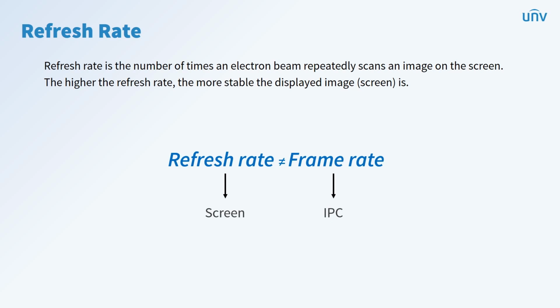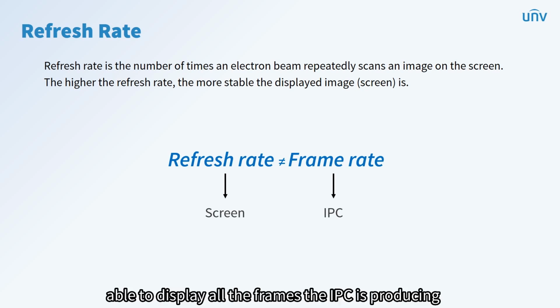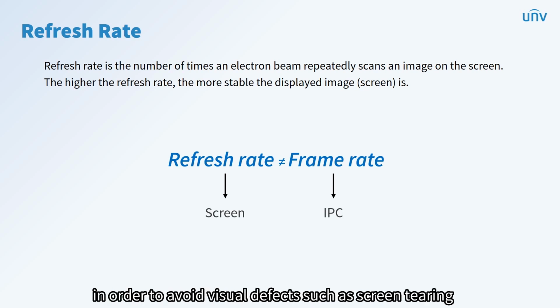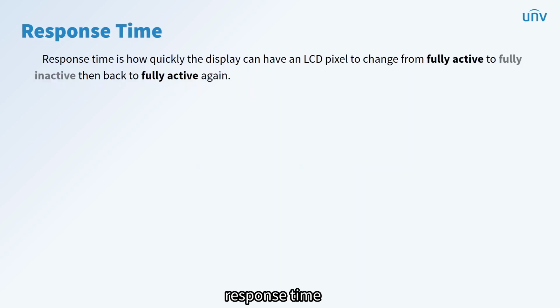Not always. The refresh rate of the screen does not affect the frame rate of the IPC. However, if the IPC's FPS is higher than the screen's refresh rate, the screen will not be able to display all the frames the IPC is producing. It is important for both of them to be in sync in order to avoid visual defects such as screen tearing. Response time is how quickly the display can have an LCD pixel change from white to black and to white again.